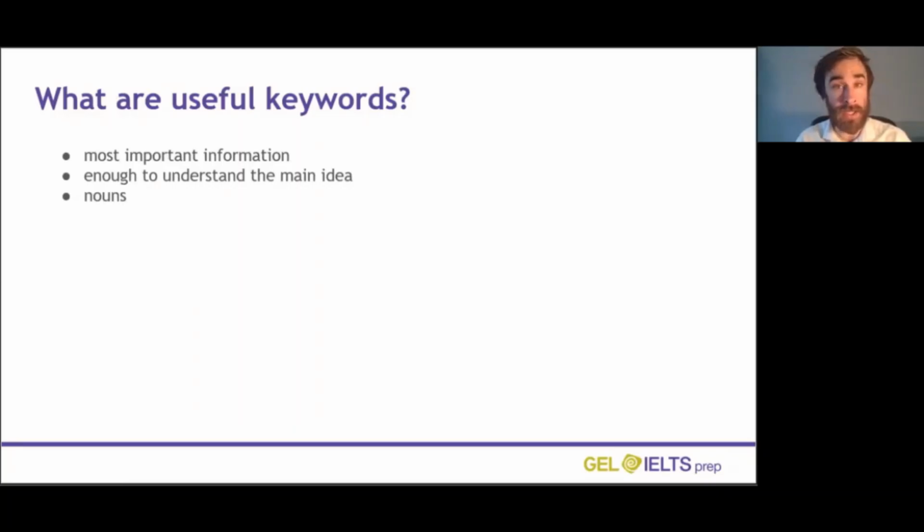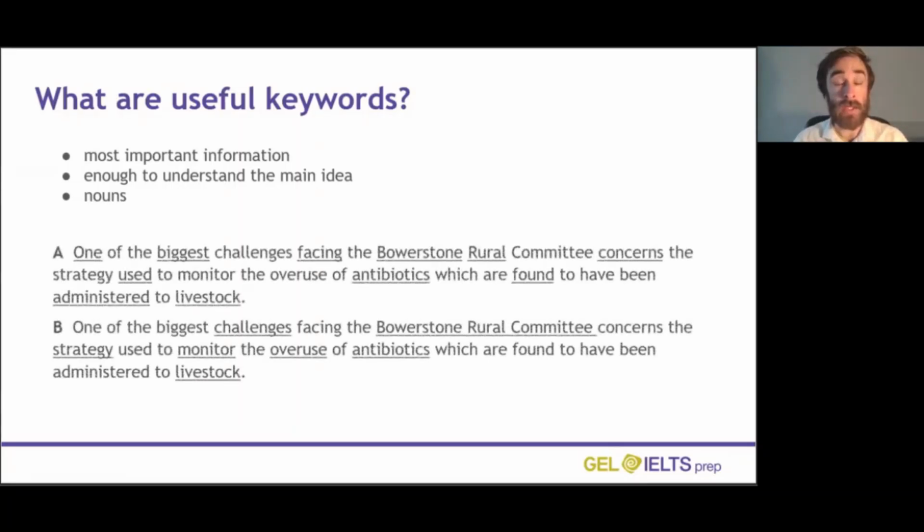They can be adjectives if those are important for describing the specific type of noun, or they could be adverbs or adverb phrases. But nouns are certainly the main thing to look out for. Let's look at some examples. Here we see an example text. This is from a true or false question.